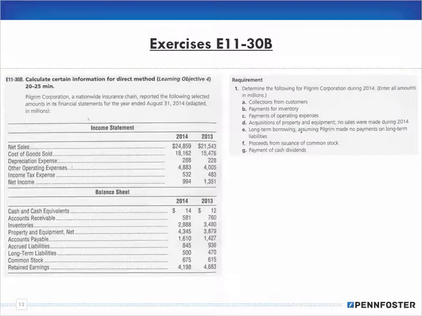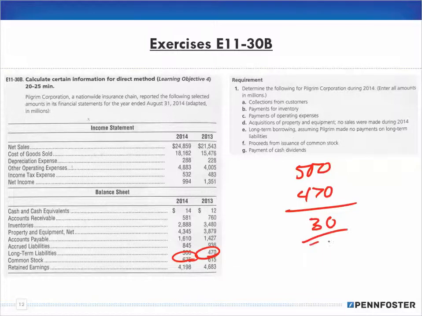Okay, long-term borrowing, assuming Pilgrim made no payments on long-term liabilities. So what's our long-term liabilities? We have an ending and a beginning of 500 and 470. No payments were made. The change in our long-term borrowing is 30 million. It's just that simple. Pause the video.